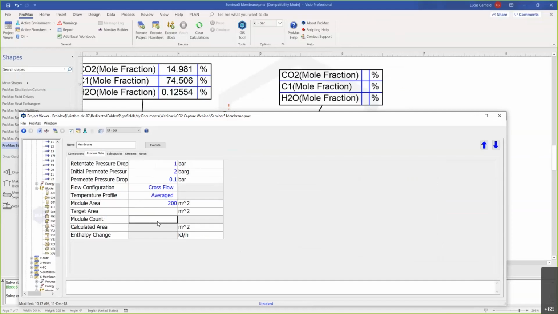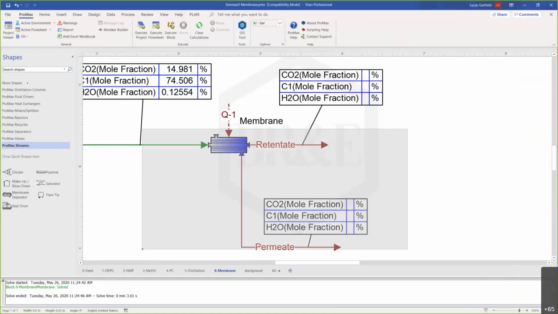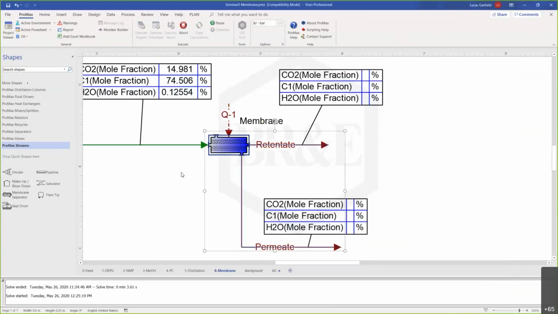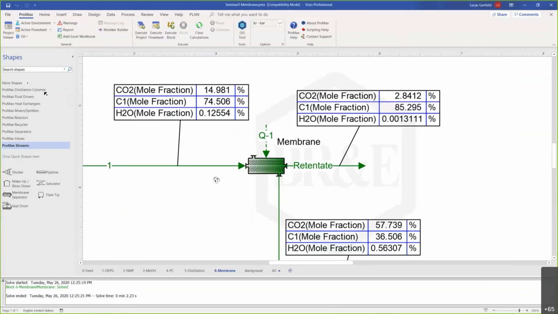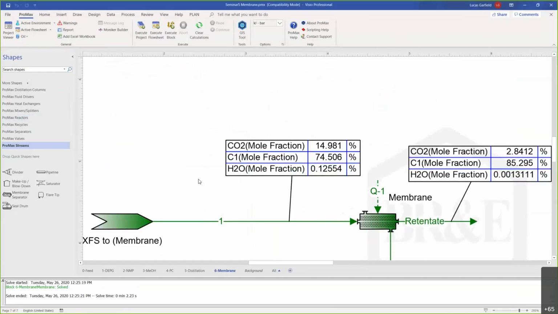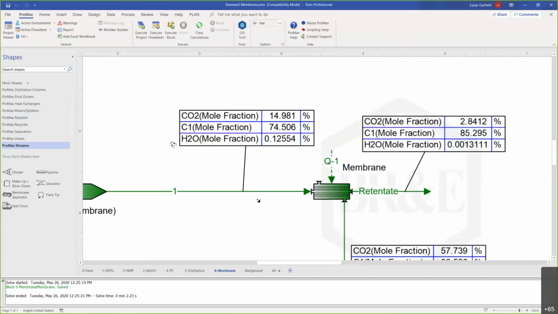And you can specify how many modules you have. So I could say, well, I've actually got 20 modules. That would correspond to a target area of 4,000 square meters. And now I can click execute block, and I've got 2.8% CO2. So I'm not achieving my 2% goal, but at this point, if I wanted to, I could start perhaps reducing the flow rate of feed to see what the maximum throughput of my unit would be.